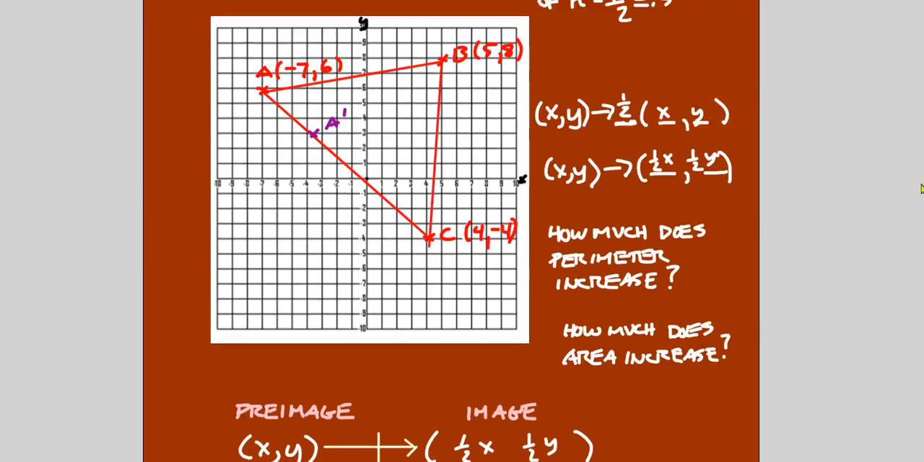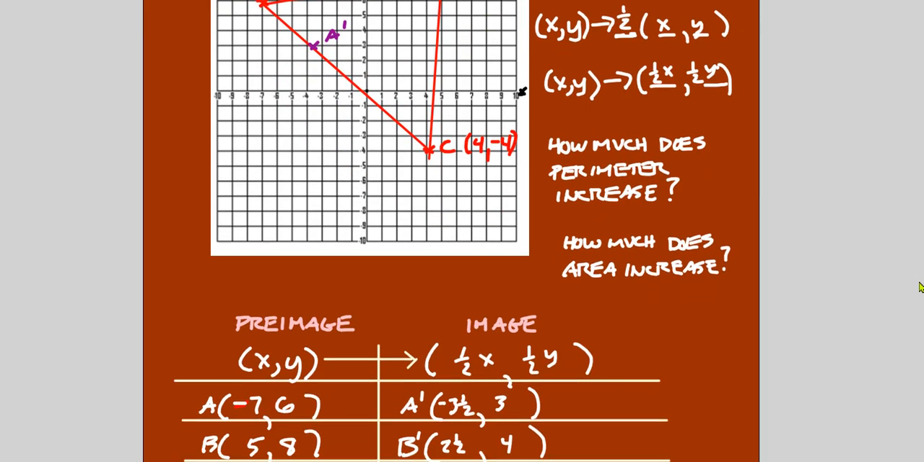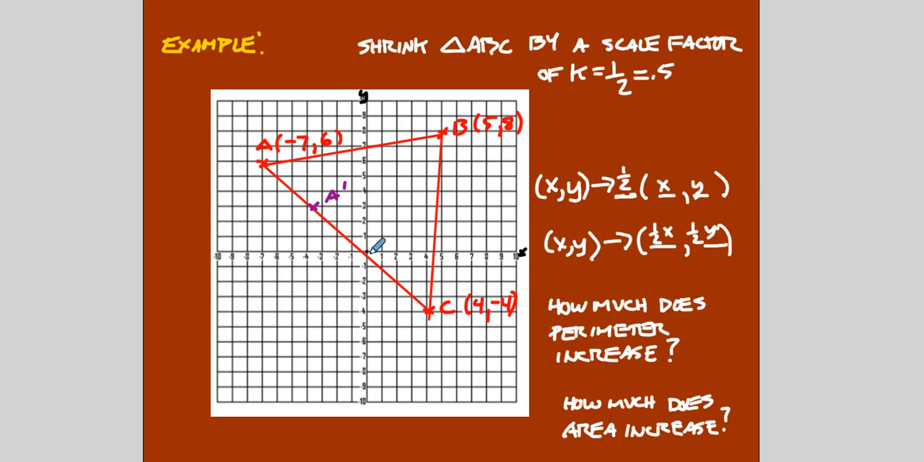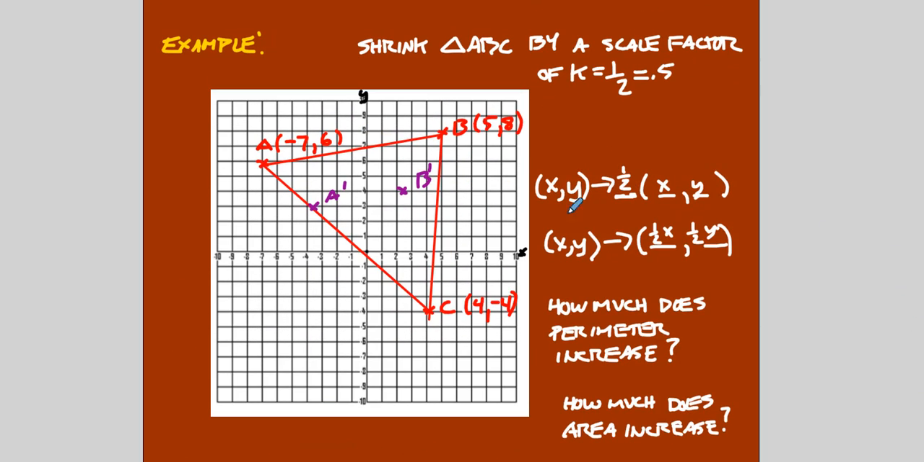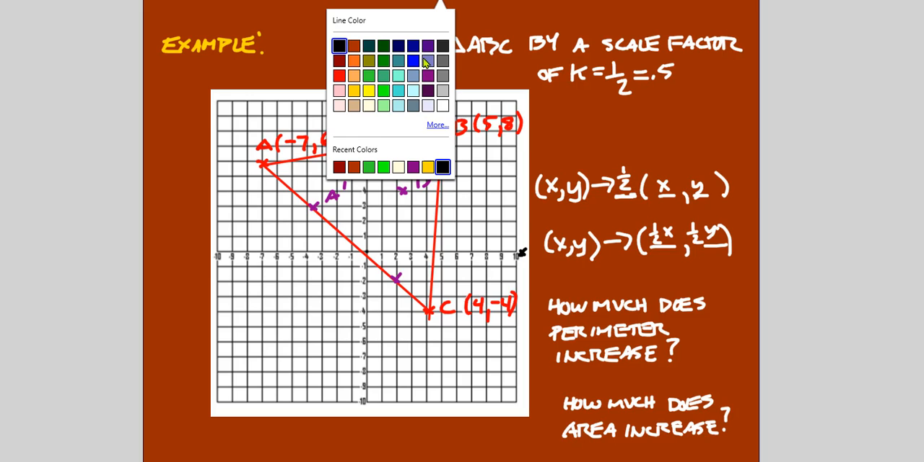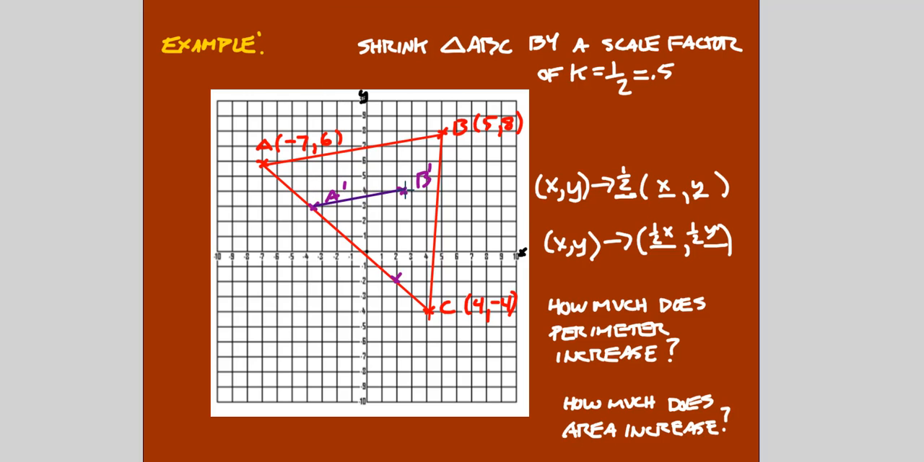Okay, B is 2.5, 4. Positive 2.5, so that's 1, 2, 2.5, 4 up puts me right there. So that's B prime. And then C prime is 2, -2. So that's 2 across, 2 down puts me right here. So now I connect those points, and I get my image.